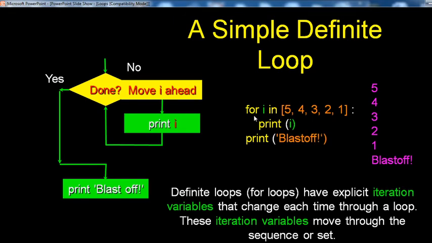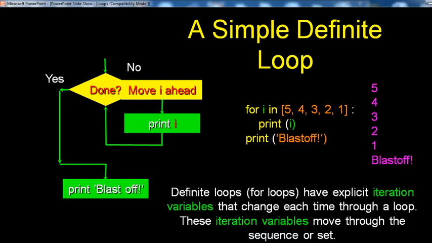A simple definite loop, same program: for i in range 5, 4, 3, 2, 1, print i, then print blast off. How does it work? It prints 5, 4, 3, 2, 1, blast off. In the flowchart, if there are more items, move ahead and print i; when done, blast off. What is the definition of a definite loop?